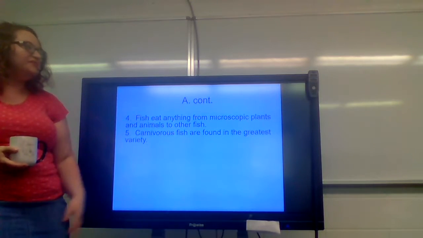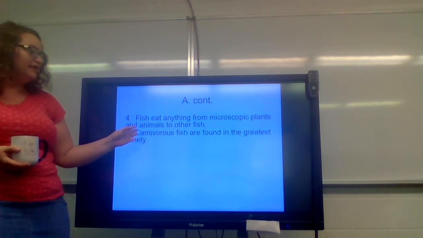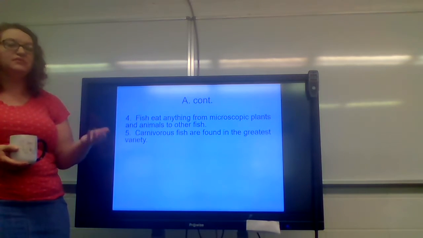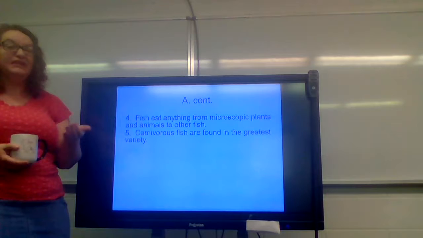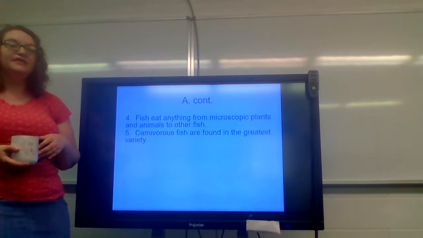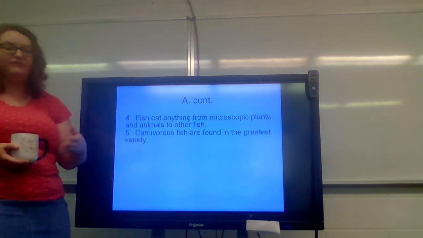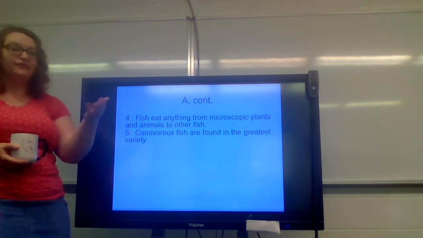Fish will eat anything from microscopic plants and animals to other fish. It really depends on the species of fish and what their eating habits are going to be. But they are not picky. They will eat other fish. It is not uncommon, even in lakes around here, to catch a bass or some sort of catfish and find another fish in its stomach.